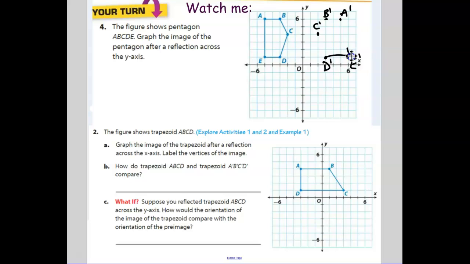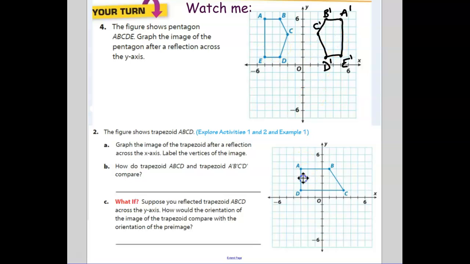Oops, whoa, I kind of messed that up a little bit, didn't I? Erase, erase, erase. E prime goes right here. All right, and then I'm going to connect my dots as carefully as I can. Boom, and there I have a lovely reflection.